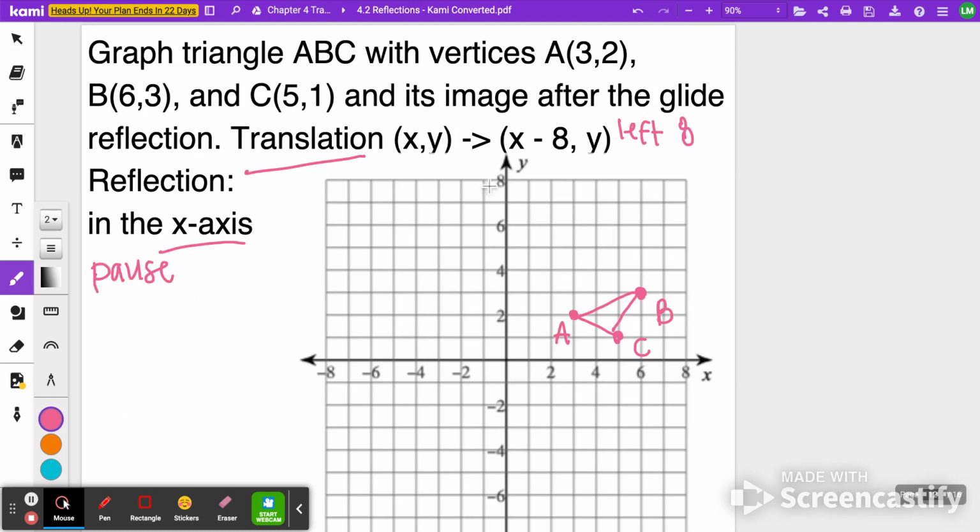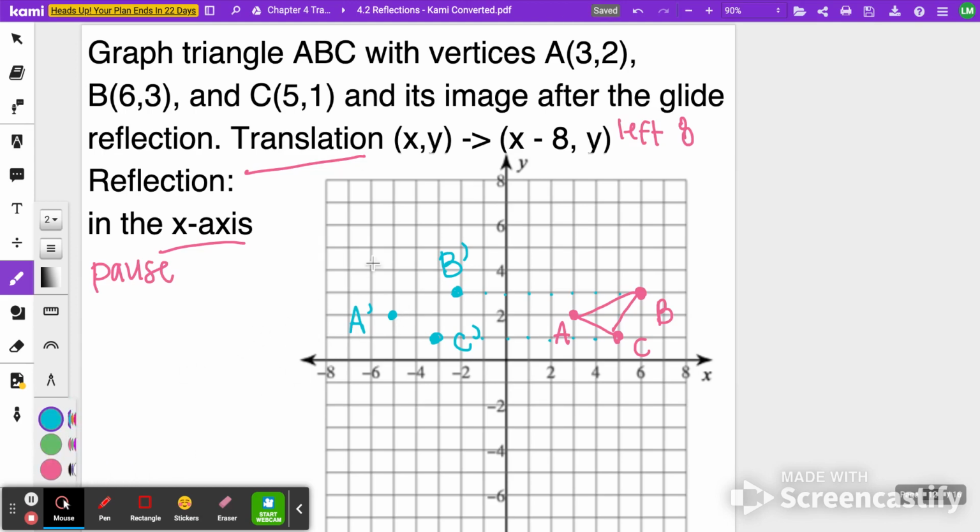Now let's go ahead and translate. I'm going to make every point move to the left, 8 points. Again, all I'm doing is just counting 8 points to the left. So I just did A, let's do B. 1, 2, 3, 4, 5, 6, 7, 8. B prime, and then C, 1, 2, 3, 4, 5, 6, 7, 8. The last thing I need to do is to create another image of the one I just made.